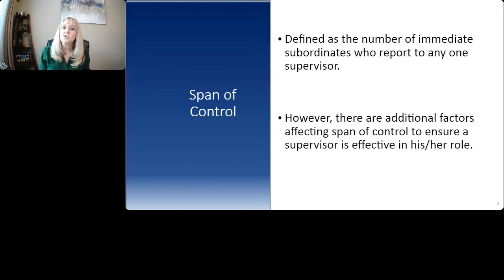So the other thing is to understand what your span of control is. So, to define the number of immediate subordinates who report to any one supervisor. And in my many years in both operations and as a clinician, I think that's one of the most valuable things to understand, because to be a good leader, sometimes the people you're supervising want to know that they have your attention.